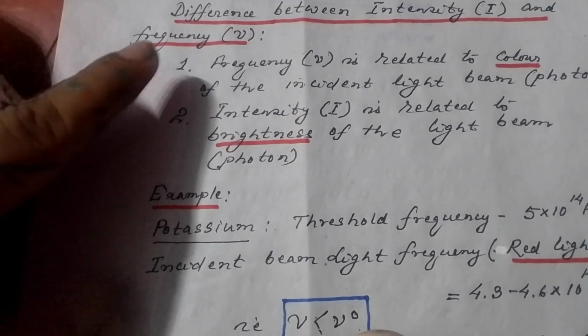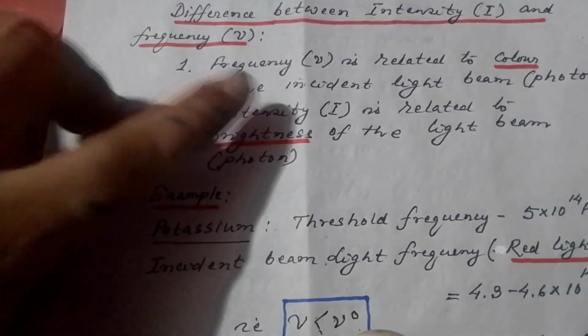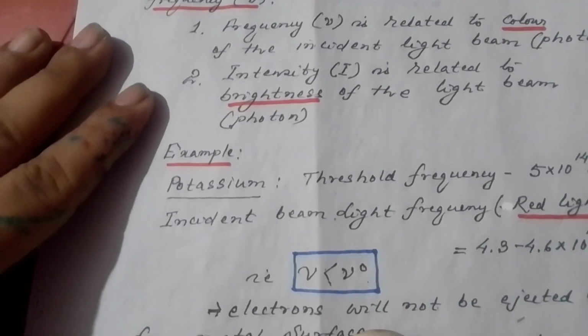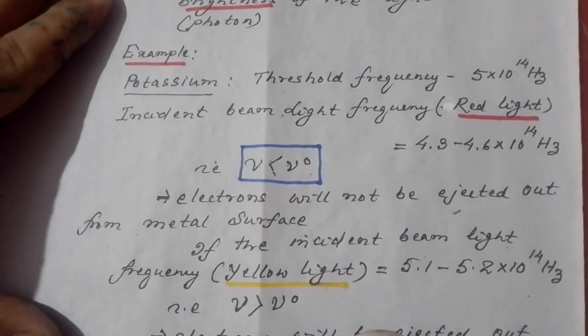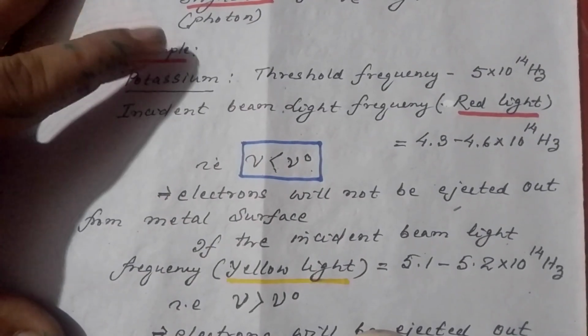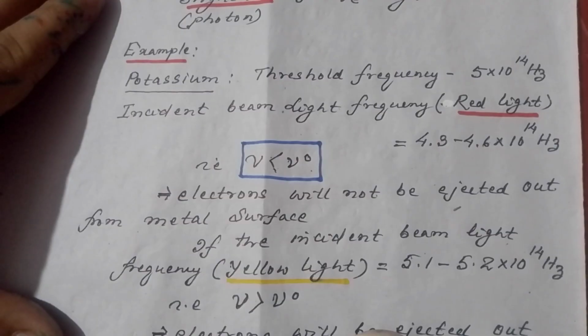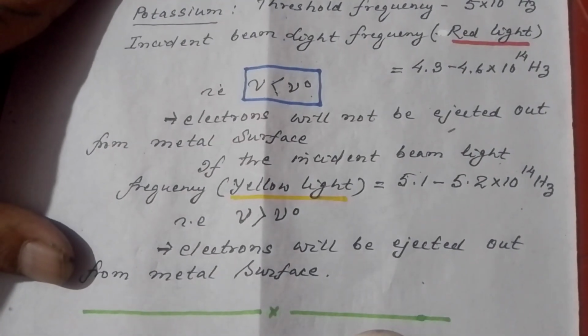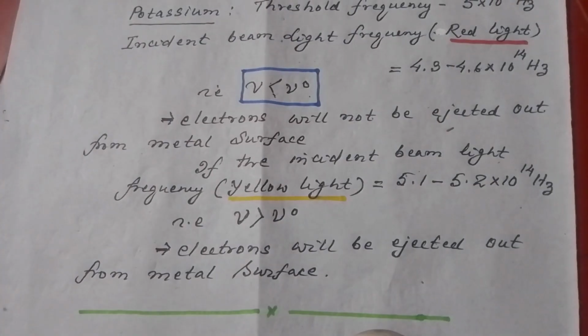Now pause and copy it. Frequency is nothing but it refers to the color. The intensity of the incident ray refers to the brightness. Now you take this example very well. This belongs to the potassium metal. Now you take this one also, clip also. I hope it is well understood.